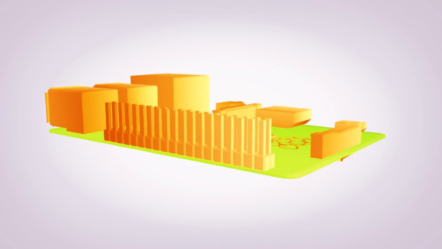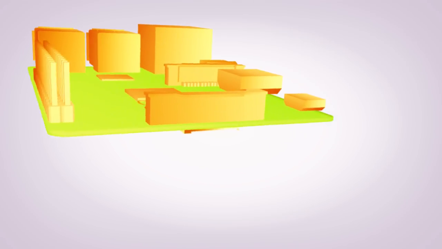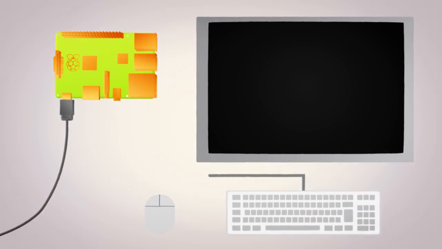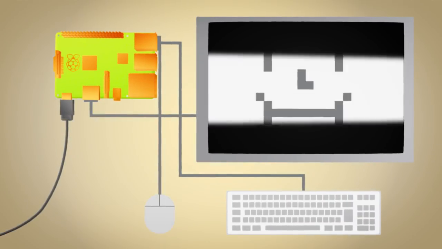It runs Linux, a free operating system from an SD card, just like the one in your digital camera, and it's powered by a USB phone charger. You just plug in a mouse and a keyboard, connect it to a TV or monitor, and you're ready to go.